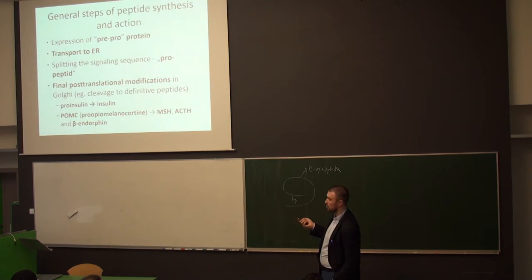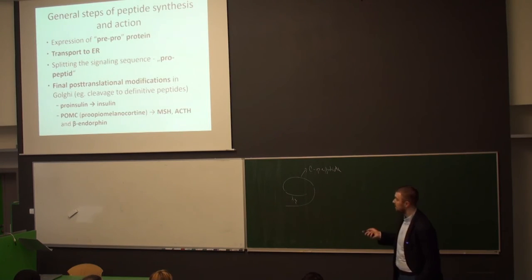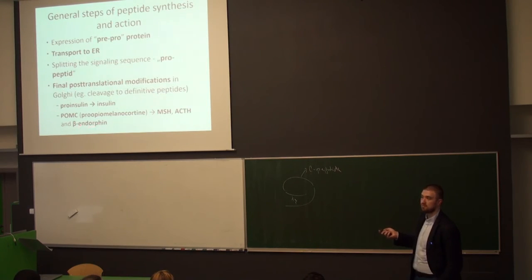POMC is proopiomelanocortin, and it can be cleaved to these 3 molecules. That means it can give birth to more signaling molecules than 1. But all of them are peptides.